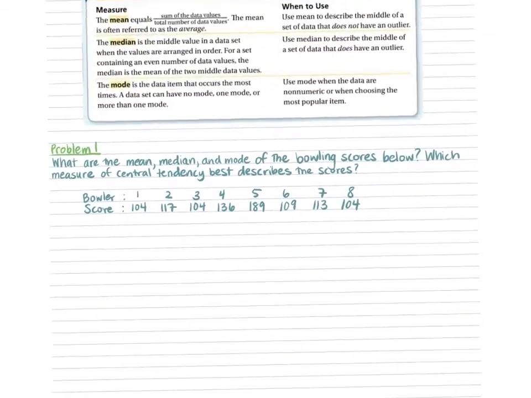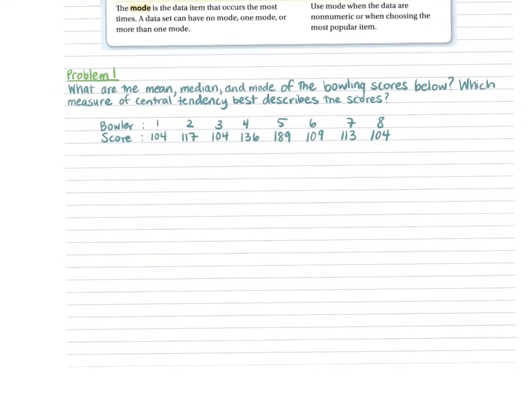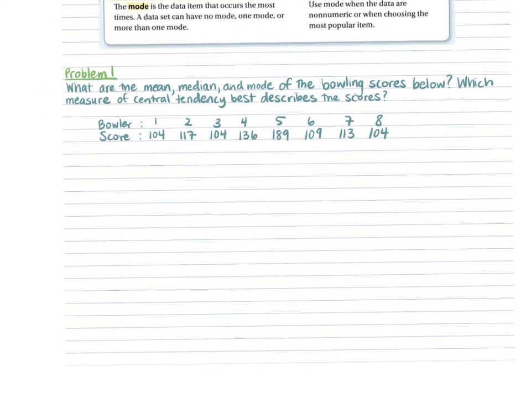So let's look at a problem here with some data. These are some bowling scores. We had 8 bowlers, and here are the scores. Which measure of central tendency best describes the scores? Well, let's look at our different measures of central tendency. Let's start with the mean.